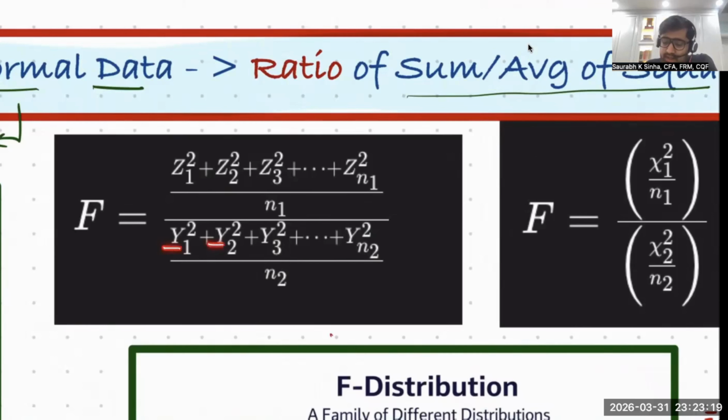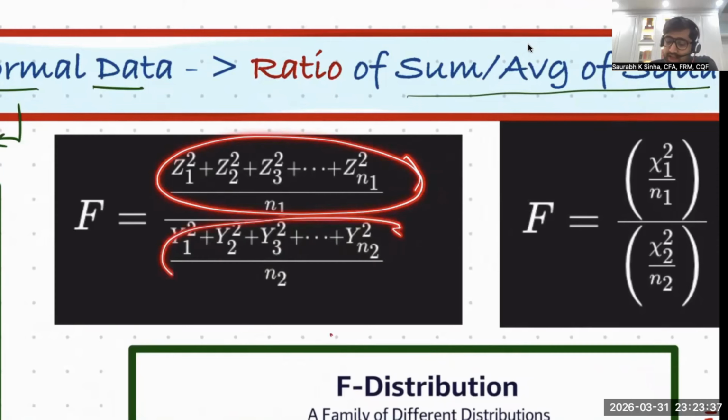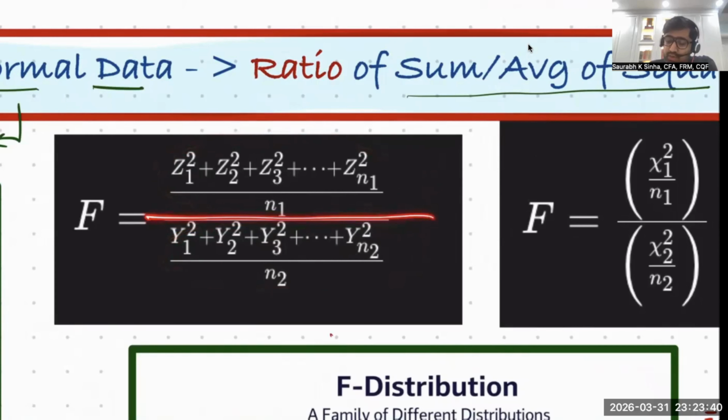So these y's, y1, y2, y3, yn, are what? Standard normal data. What did you do? You took the square and then you took the average. If these are n2 data points, you will divide by n2. So you took the average, and you took the ratio of the squares of the standard normal data, and then it will be F distributed. So this is interpretation number 1.